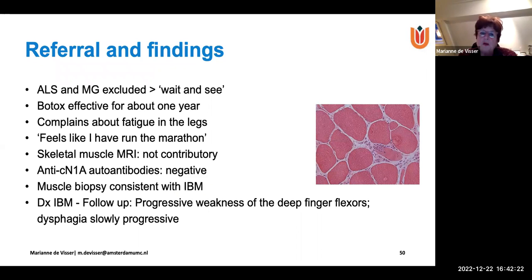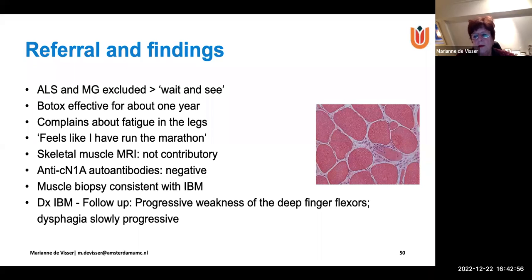Well, we could not find anything else but his history of having swallowing difficulty. So we excluded ALS and myasthenia gravis and adopted a wait and see approach, to which the patient agreed. The ENT specialist had treated him with Botox, and that was very effective for about 1 year. During one of the follow-up visits, the patient started to complain about fatigue in the legs, and he said, "It feels like I have run a marathon."